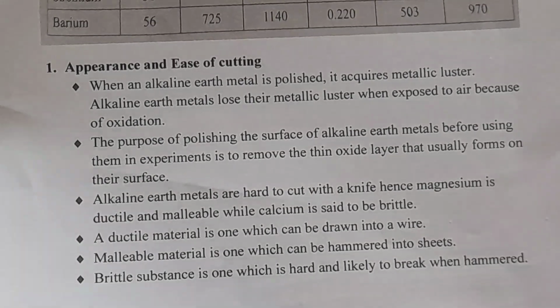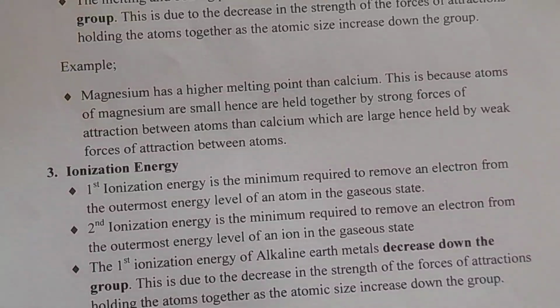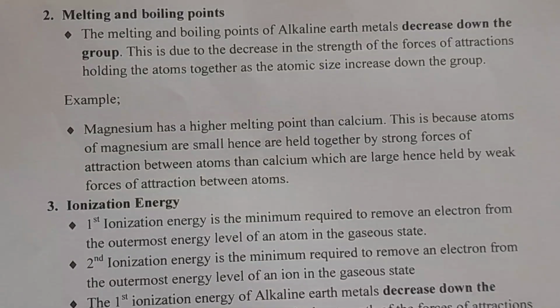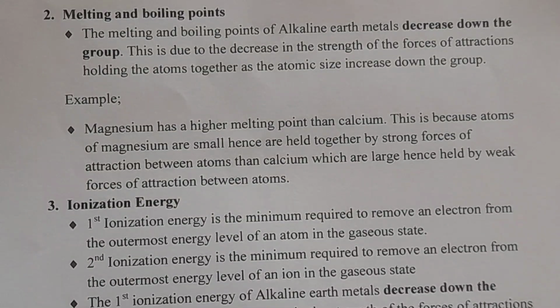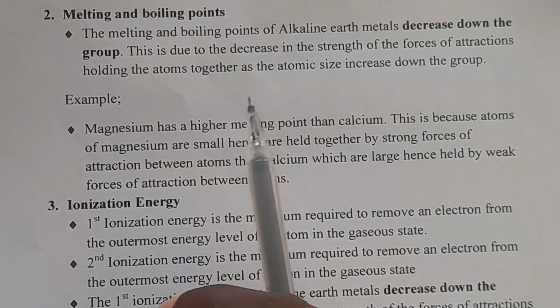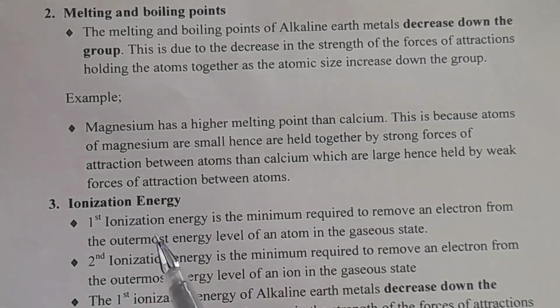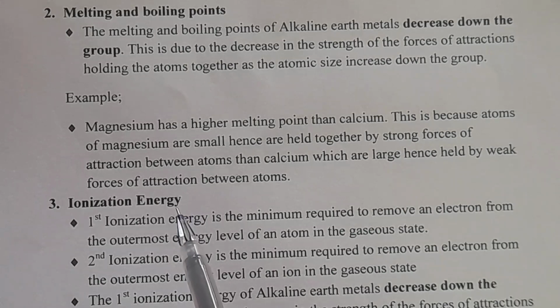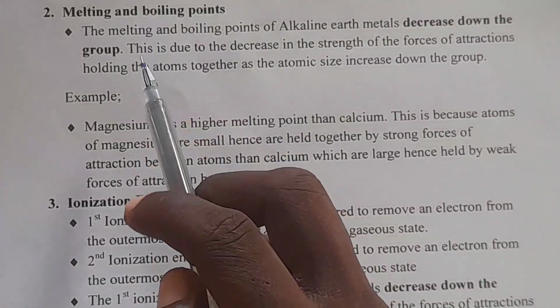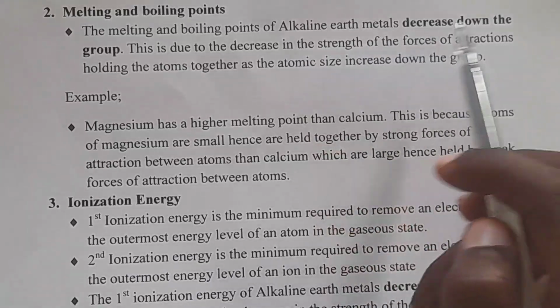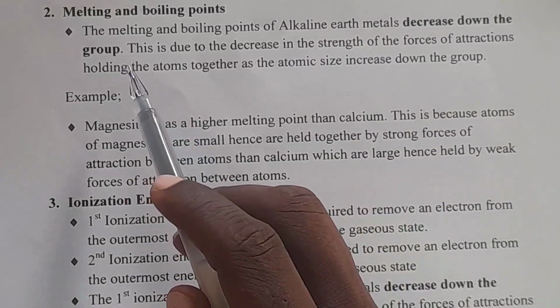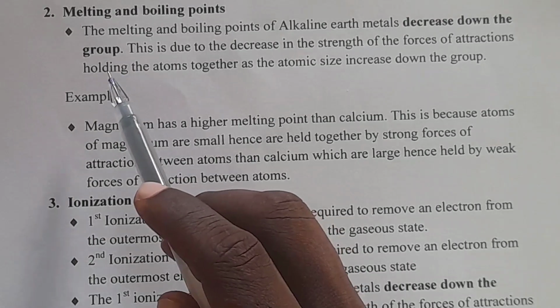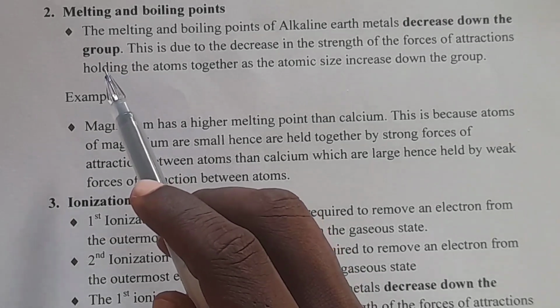Next, we are going to go to the second physical property of alkaline earth metals, and that's the melting and boiling points. If you know the melting and boiling points of alkali metals, you also know those of alkaline earth metals. Remember, alkali metals and alkaline earth metals, as we have said earlier, have some similar properties because they are both metals. The melting and boiling points of alkaline earth metals decrease down the group. You give the same reason that you give when dealing with the trend in the melting and boiling points of alkali metals.